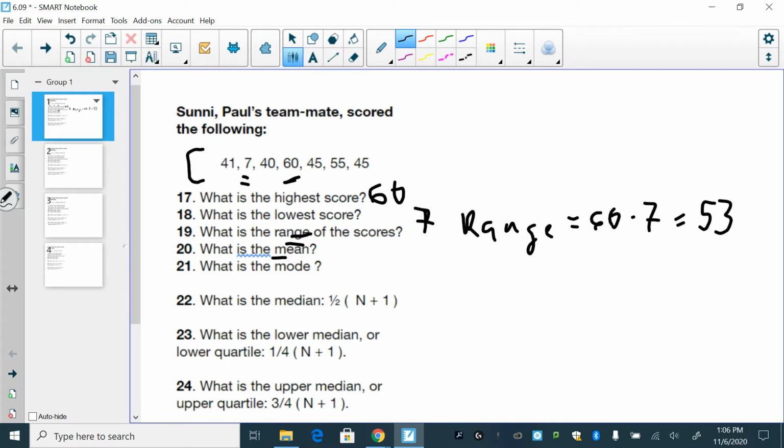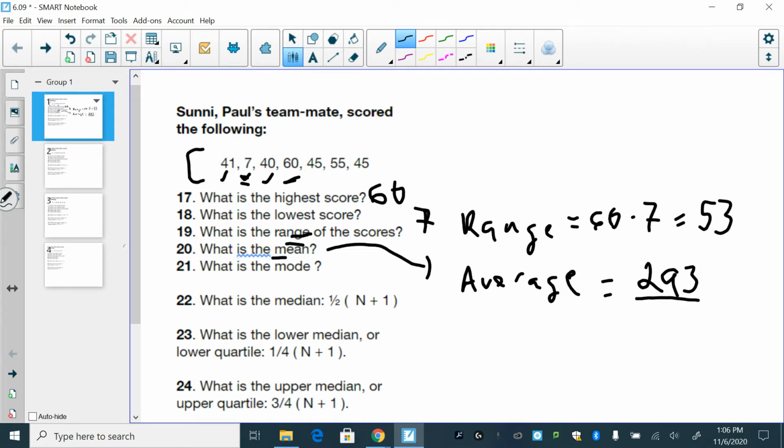What's the mean? That's the average. So remember, with average, you're going to add them all up. When you add up 41 plus 7 plus 40 plus 60 plus 45 plus 55 plus 45, you get 293. And then you have to divide it by how many items there are. There's 1, 2, 3, 4, 5, 6, 7. So just divide those two numbers out. And usually we just round to one decimal place. So 41 point, I've got 85, so I'll just write 9. So 41.9 is the mean.